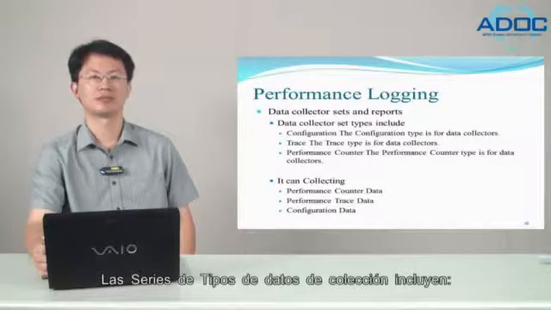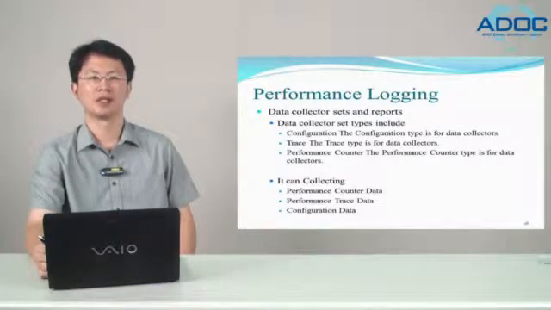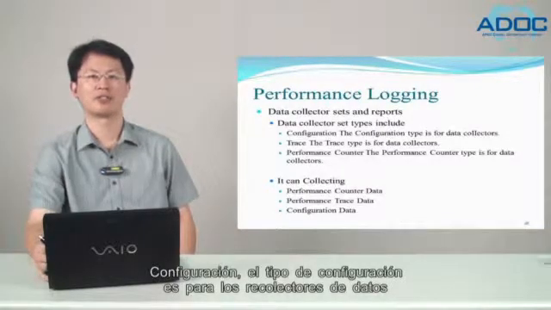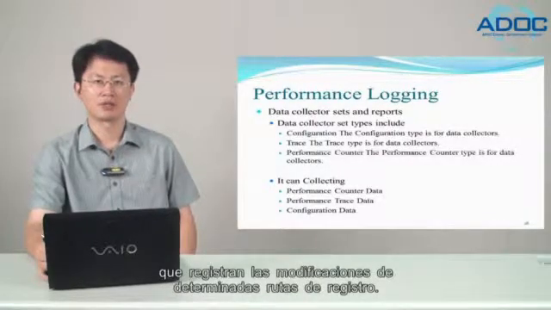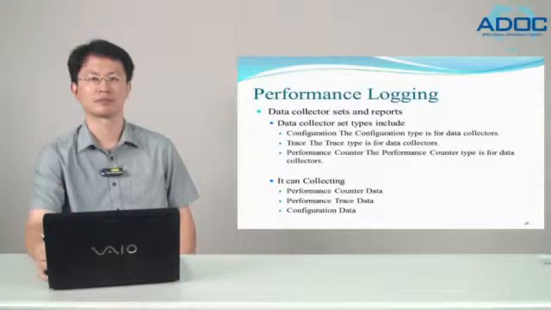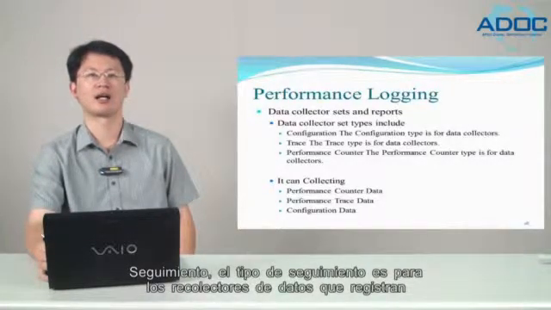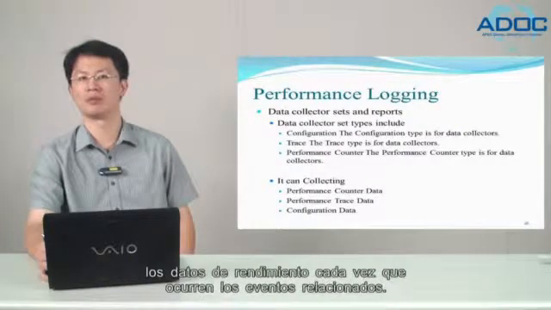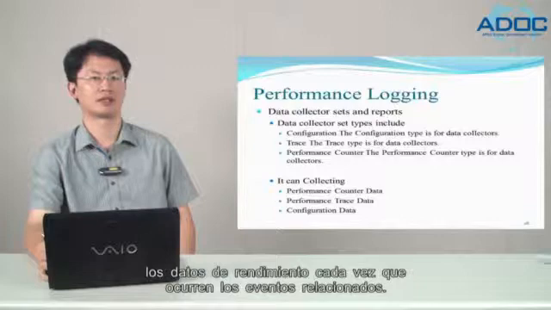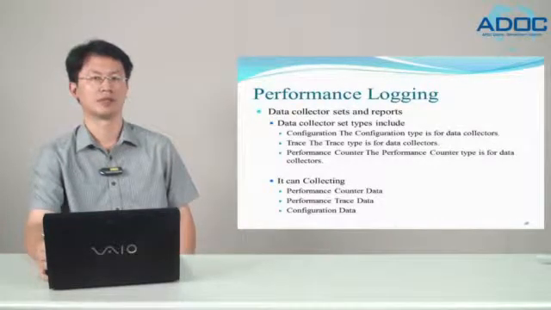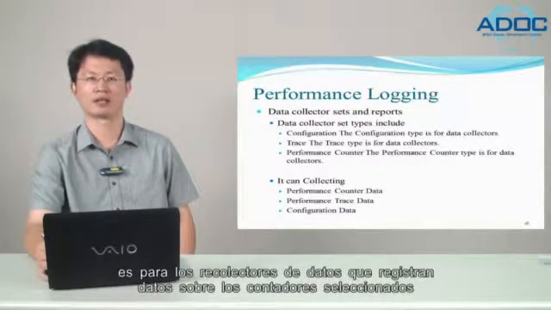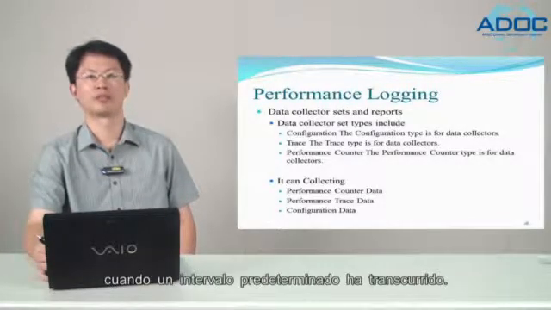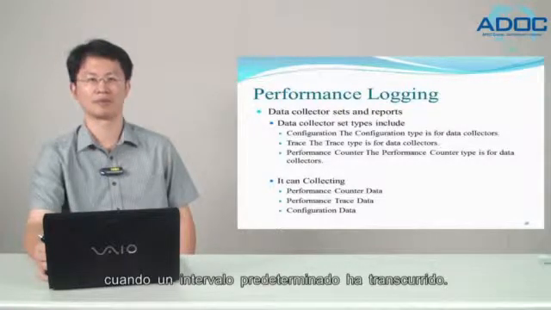Data collector set types include configuration, trace, and performance counter. The configuration type is for data collectors that record changes to particular registry paths. The trace type is for data collectors that record performance data whenever a related event occurs. The performance counter type is for data collectors that record data on selected counters when a predetermined interval has elapsed.